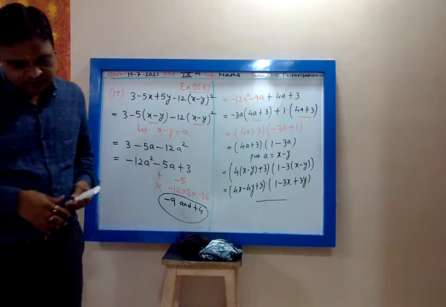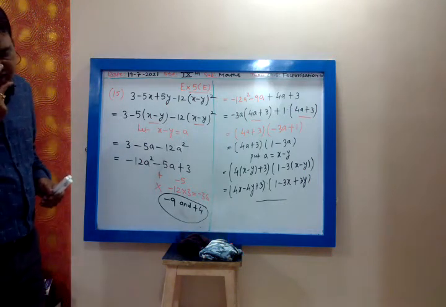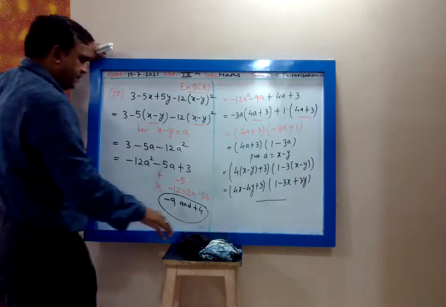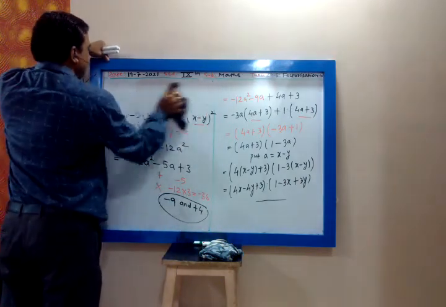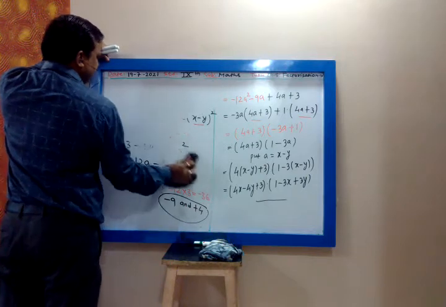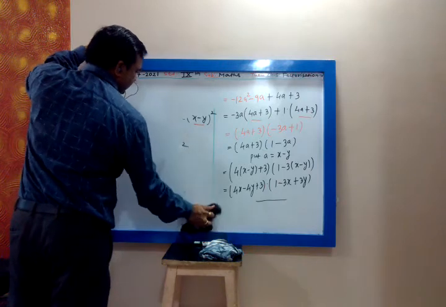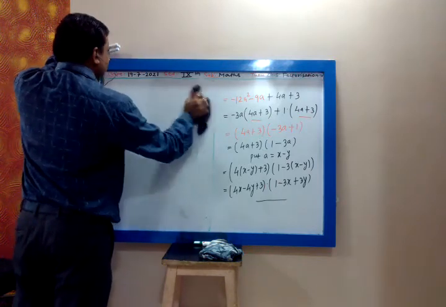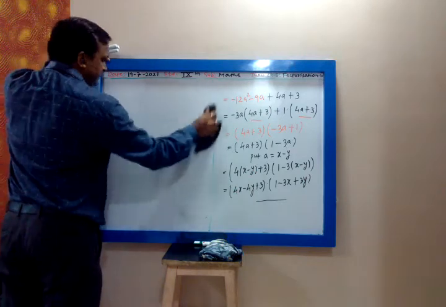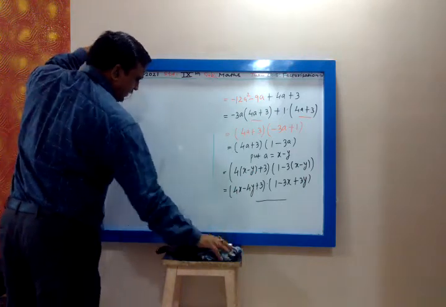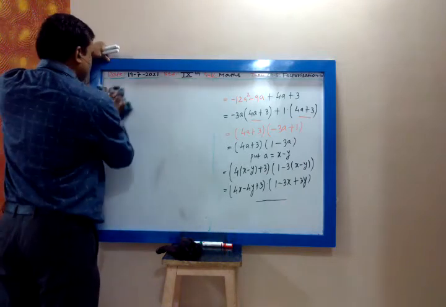Now 16th, 9x square plus 3x minus 8y minus 64y square. Whenever you see squares of two terms, you take them together and see whether it is a difference of two squares, meaning a square minus b square form. So you take them together by rearrangement.